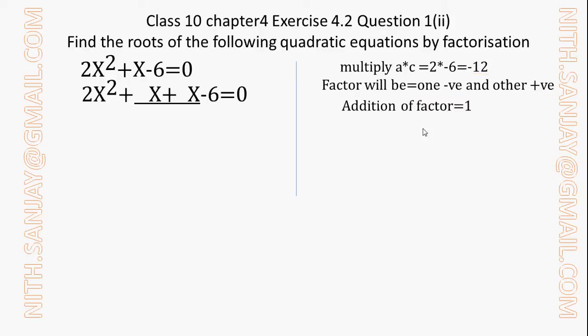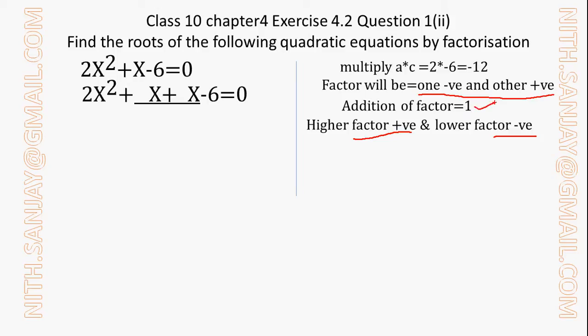The next condition is that the addition of these two factors has to be 1. So we can conclude that the higher factor will be positive and the lower factor will be negative. Why is it so? Because one factor has to be negative and one has to be positive, and their addition should be positive. It means the higher number should be positive and the lower number should be negative. Only then will we get a positive addition.